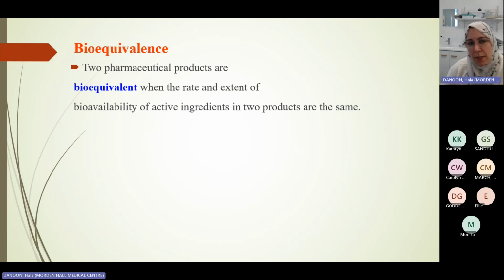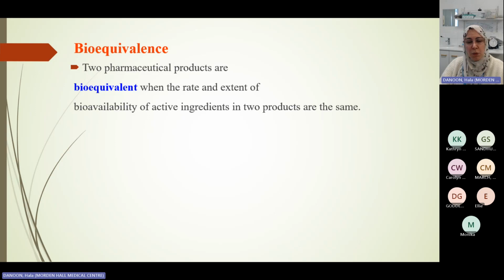Bioequivalence. So what does it mean? That means two medications, when they are administered, will have the exact same level in the blood. They are exactly the same level, they will be calculated, and there's no difference between one product and another. So when we have a bioequivalent, it's easy to prescribe one over the other, because we know it's going to have the same effect.